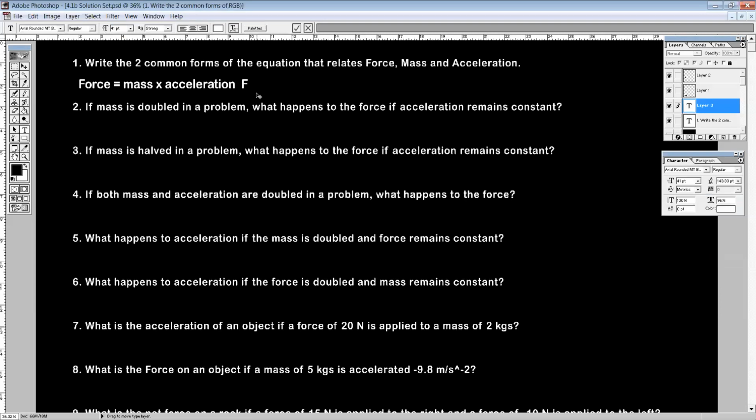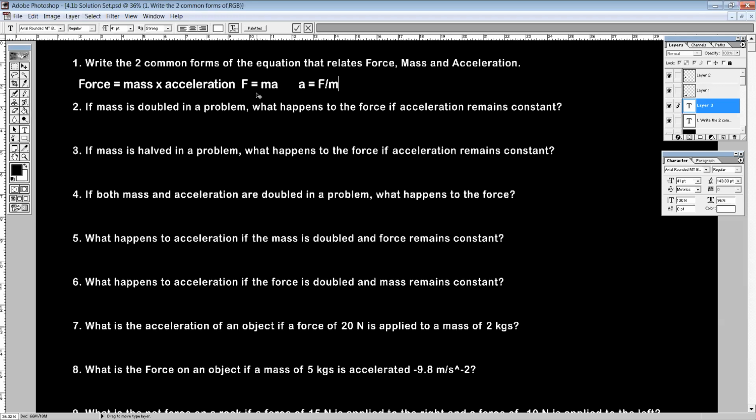All right, so force is mass times acceleration. F is equal to ma. And the other way that's commonly used is when you want to calculate for acceleration: acceleration is equal to the force divided by the mass.